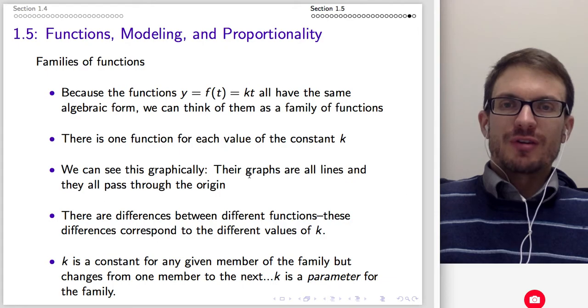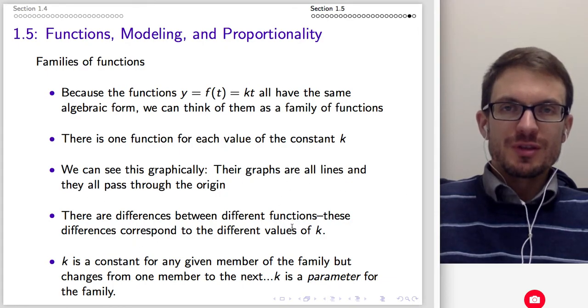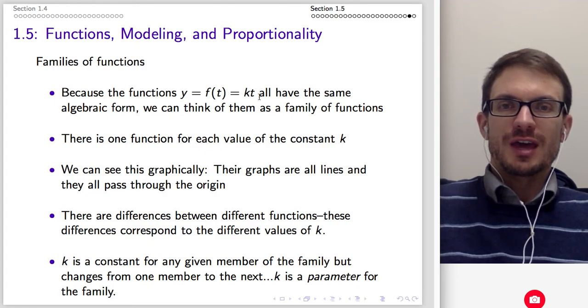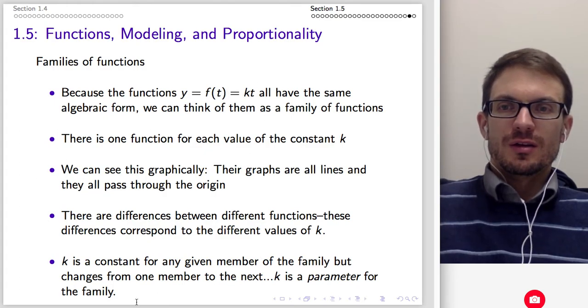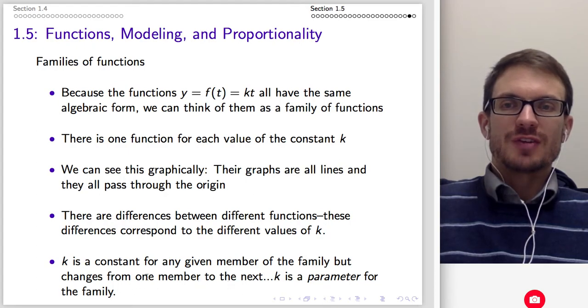Okay, we can see this graphically. Their graphs are all lines, and they all pass through the origin. There are differences between the functions. These correspond to different values of k, to different slopes, right? k is a constant for any given member of the family, but changes from one member to the next. k is a parameter for the family.